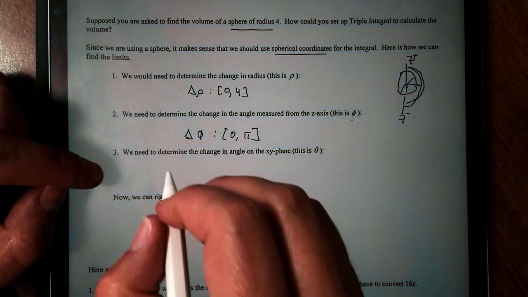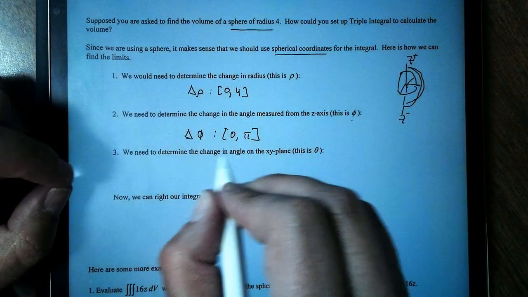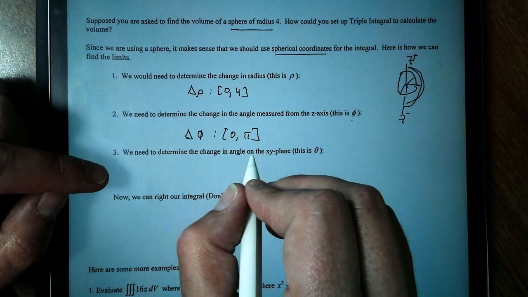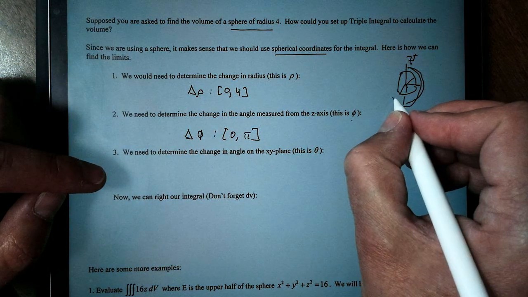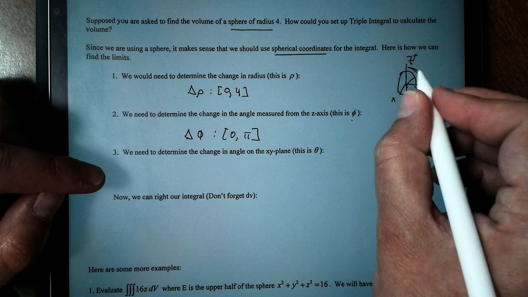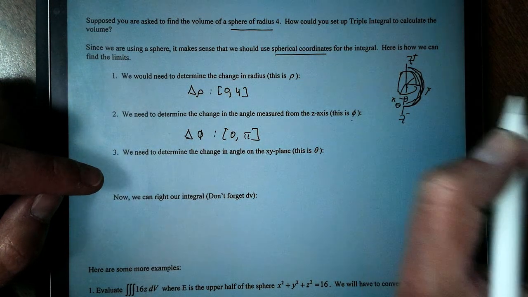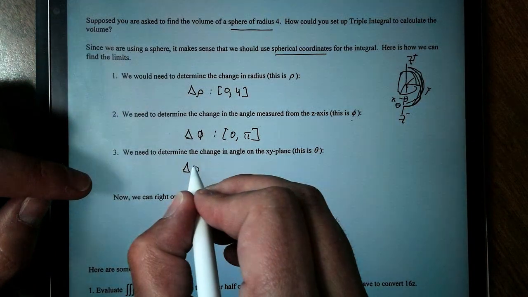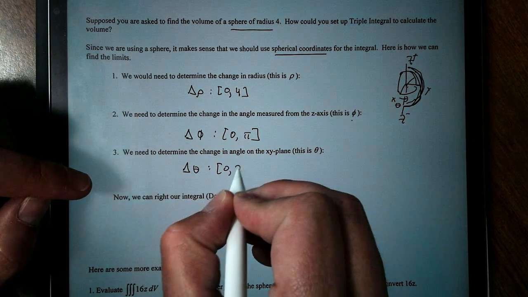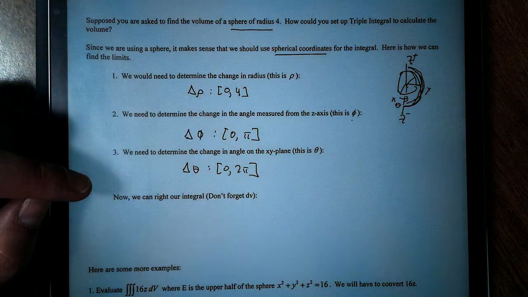because we want one half circle there. All right, next we need to determine the change in the angle in the xy plane. On the xy plane, we're going to spin our little arc around the z-axis. So that's our change in theta. Our change in theta would be just 0 to 2 pi, since we're going to go all the way around.